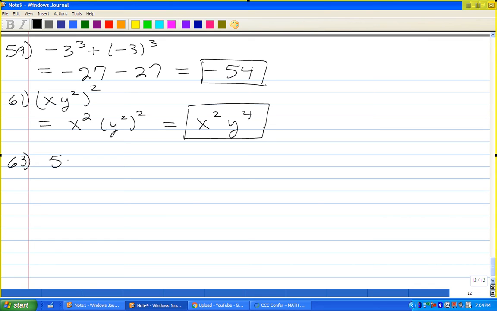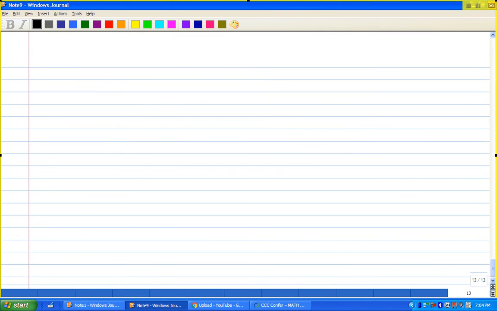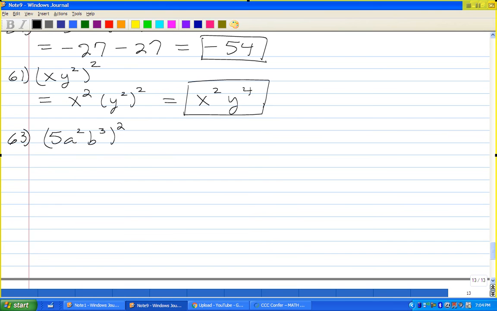Five a squared, b cubed, squared. So this is equal to 5 squared times a squared squared times b cubed squared, just raising each of these to the power 2 inside the parentheses.